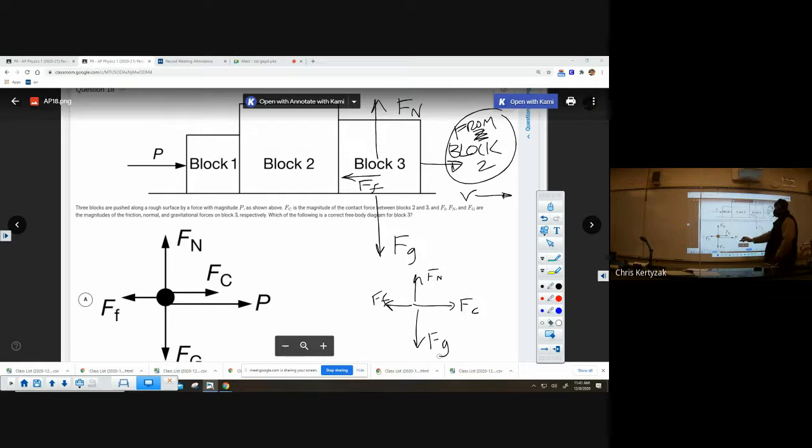No P. Block 1 is the only one that feels P. That force gets communicated through block 1 pushing on block 2 and block 2 pushing on block 3. But again, the only force block 3 feels to the right is the force from block 2 pushing on it. So anything that includes P should be ignored. It's not a possible answer.